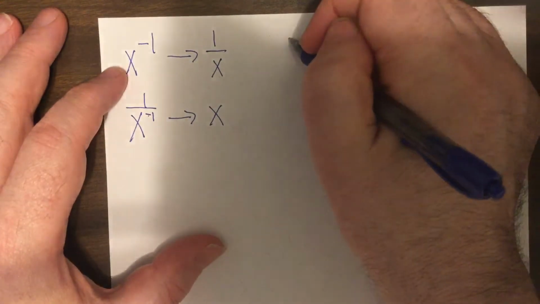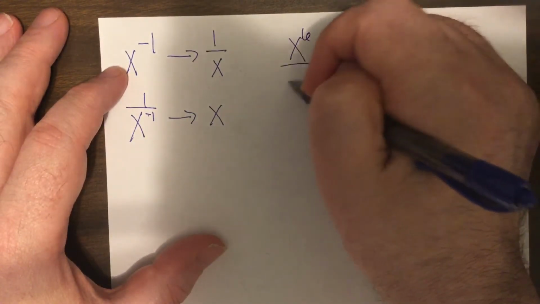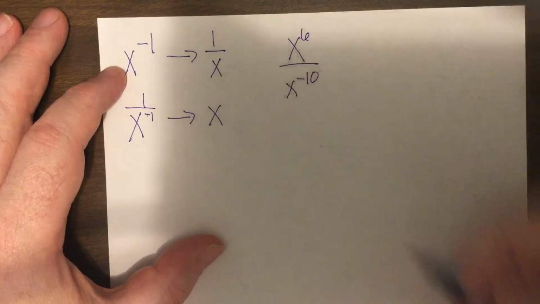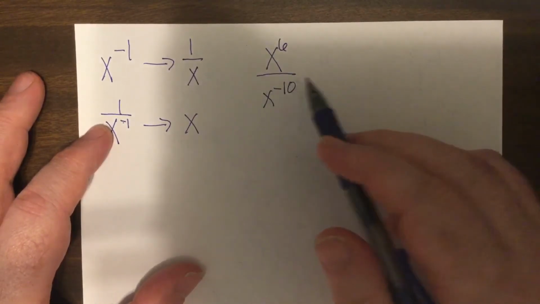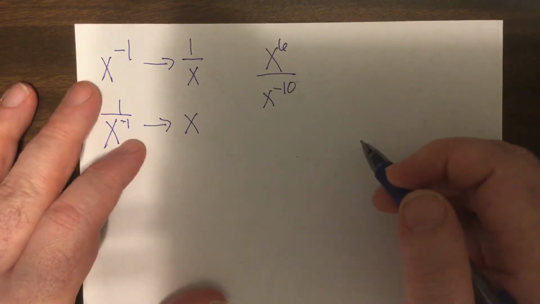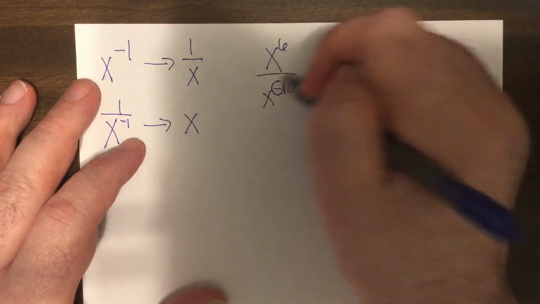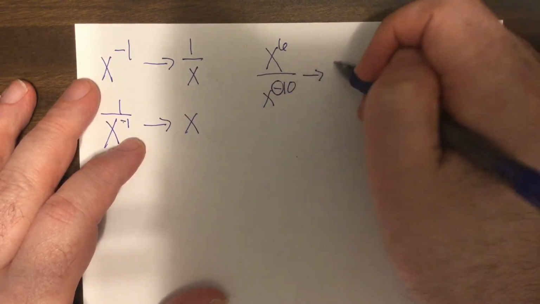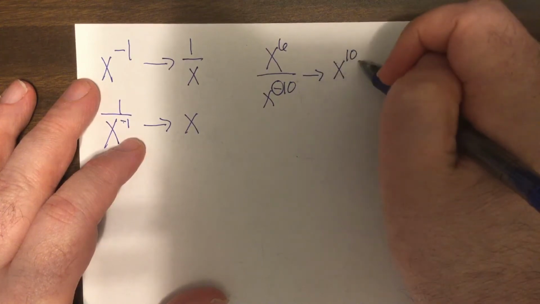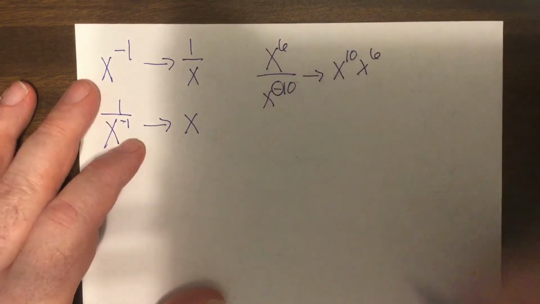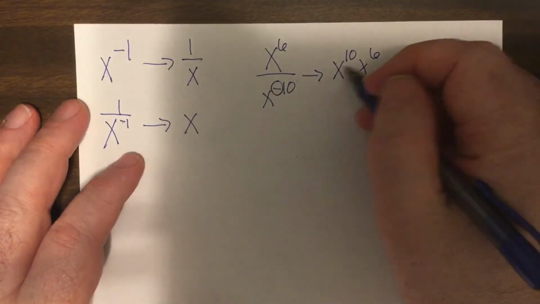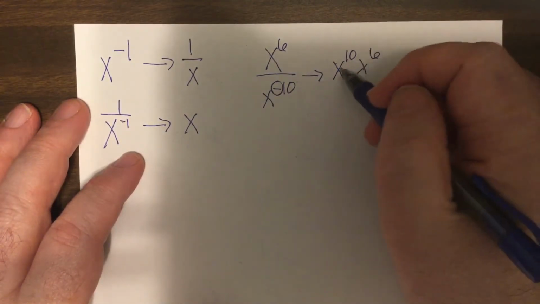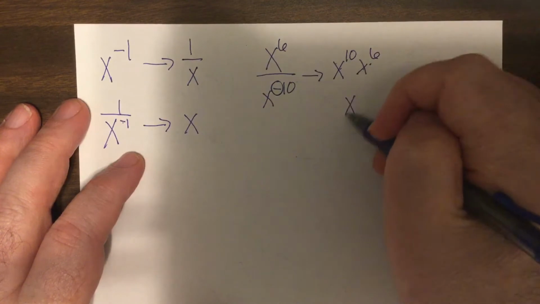So if I have x to the 6th over x to the negative 10, there's different ways of doing that problem. You can use the division rule for exponents, or you could say, wait a minute, I'm going to get rid of that negative by moving it on up. And then once you move it, the negative's gone. And when you multiply anything with the same base, you add the powers.